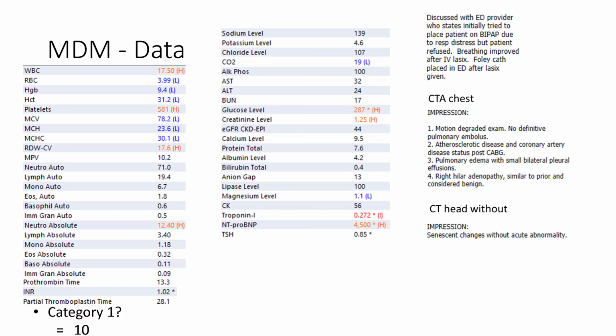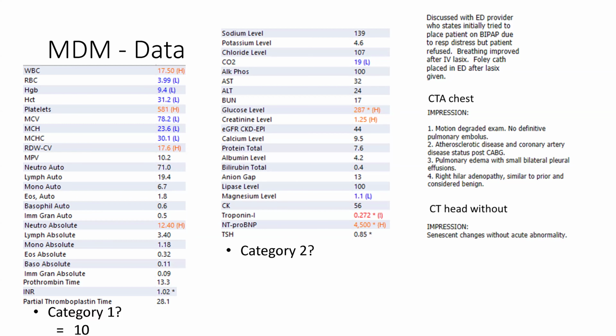Can you count the CTs, even if the radiologist interpreted them? Yes, he interpreted them, so they count. It always counts as category 1, just the report, because you reviewed the results.